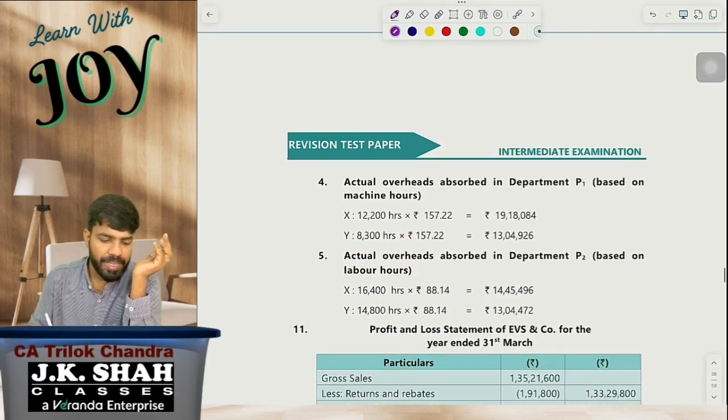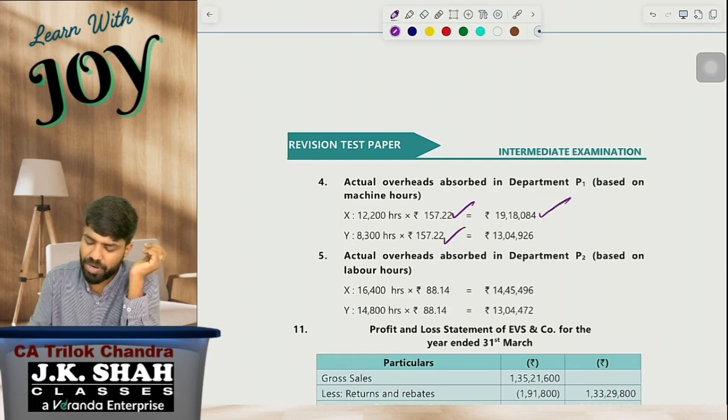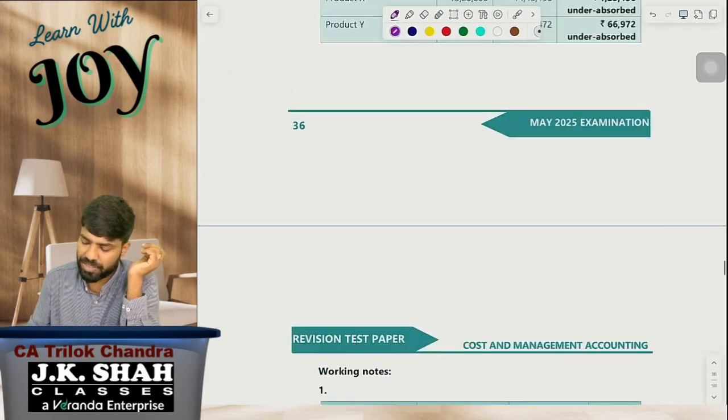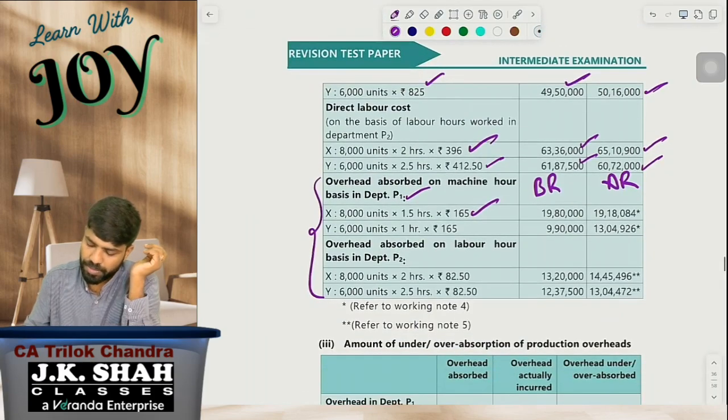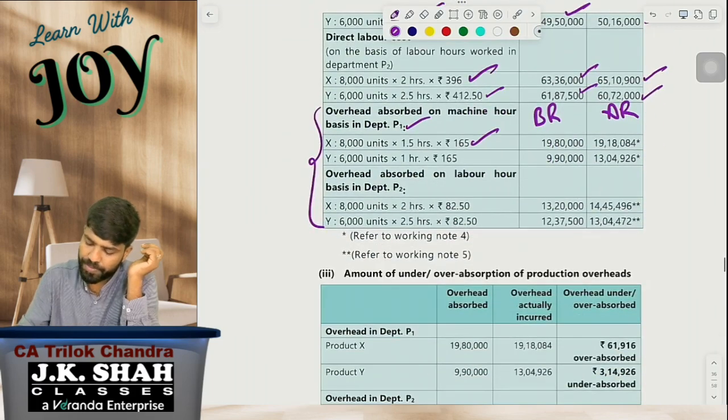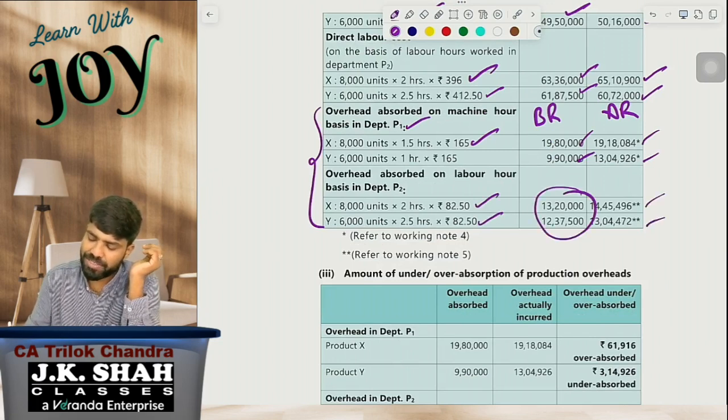Here they are given: 12,200 into 157.22, 8,300 into 157.22, 19 lakh 18,084, 13 lakh 4,926. This is the actual, and this is the budget. Same way, labor hours: 8,000 into 2.5 into 82.5, 6,000 into 2.5 into 82.5. We'll get the budget. Actuals is based on the actual.